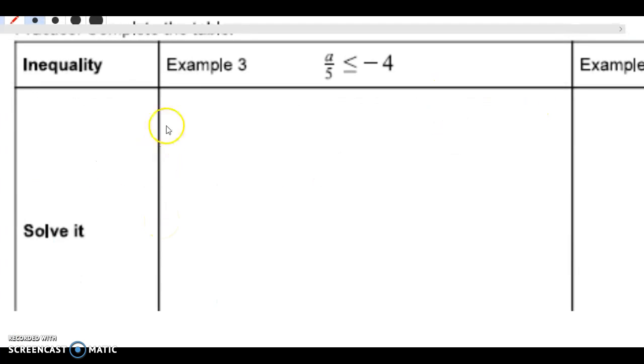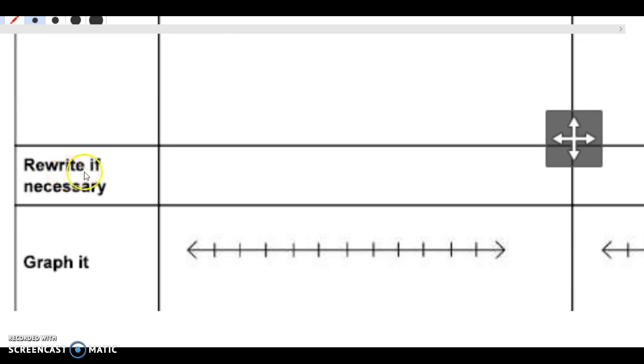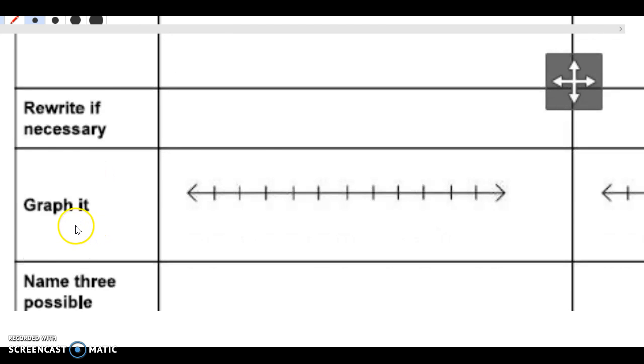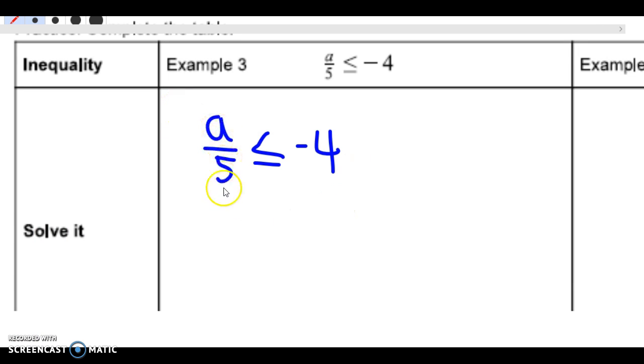So let's go to page 2 and work on example 3. We're first going to solve this inequality, and then we're going to rewrite it if necessary, and then we're going to graph it. And last, we're going to find 3 possible solutions. Okay, so we have a divided by 5 is less than or equal to negative 4. Multiply both sides by 5. So 5 will cancel out with 5. We get 1a is less than or equal to negative 20.